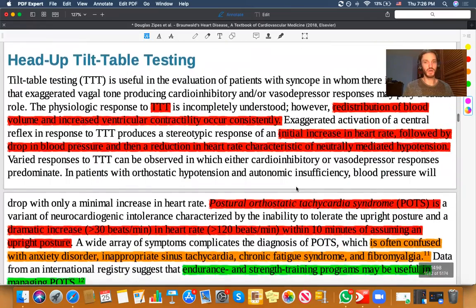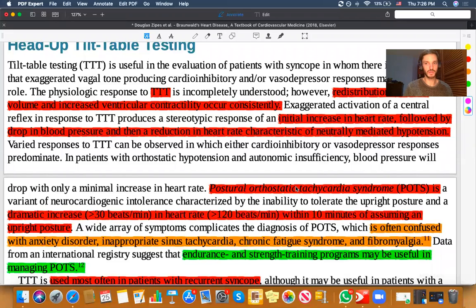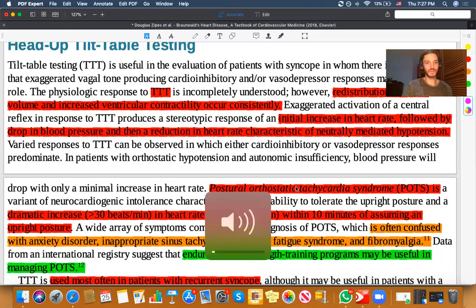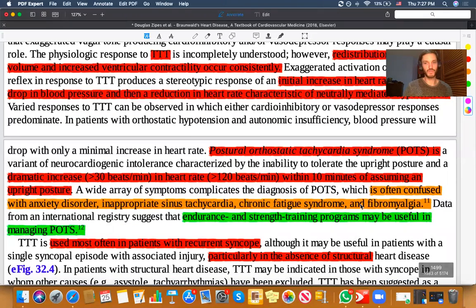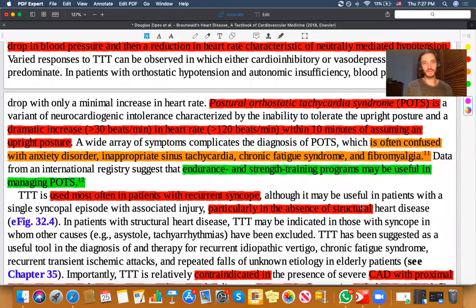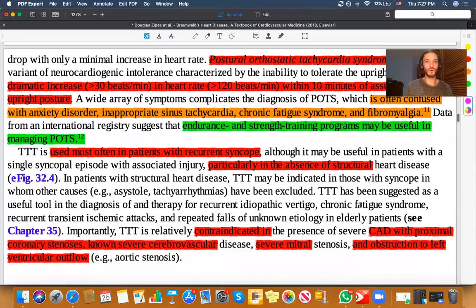So here we could find postural orthostatic tachycardia syndrome, also known as POTS, which is by definition an increase of more than 30 beats per minute in heart rate, or more than 120 beats per minute, within 10 minutes of assuming an upright position. This is oftentimes confused with anxiety, inappropriate sinus tachycardia, chronic fatigue syndrome, and fibromyalgia. Data tell us that endurance and strength training programs may be useful in its management. So don't be scared of the usual exercise and strength training. We know that exercise is usually beneficial in most circumstances.